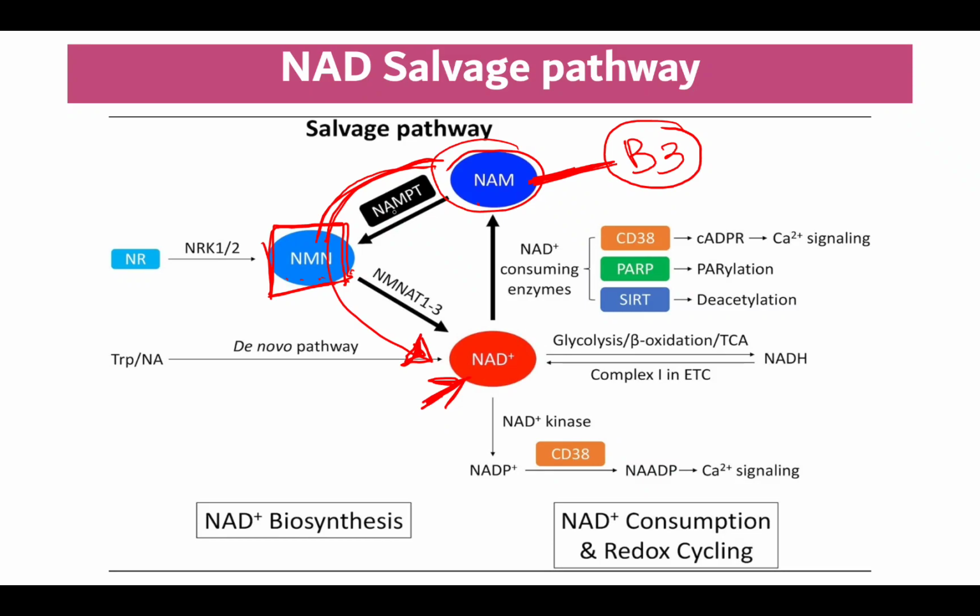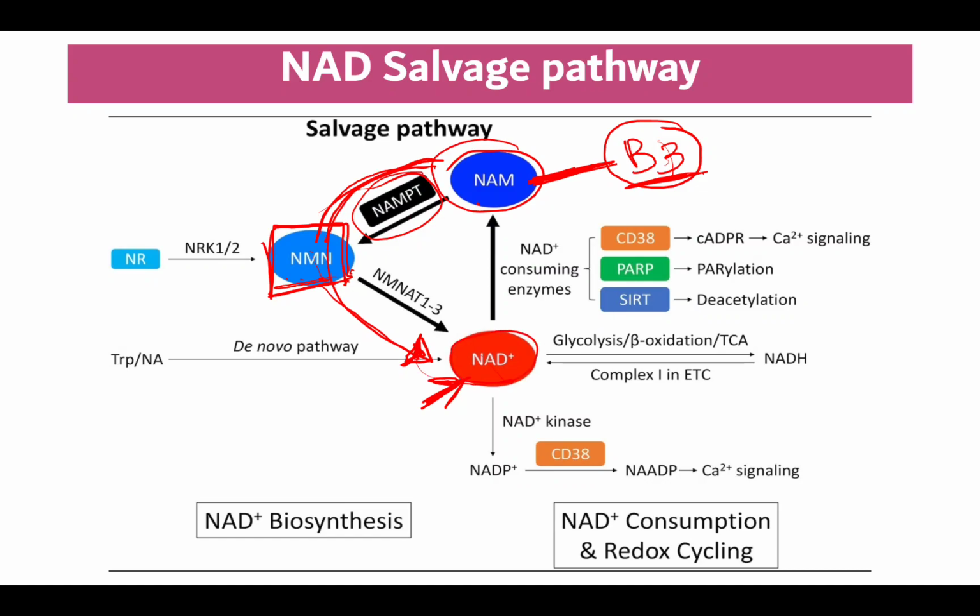This enzyme is very important because its activity declines with age. As we age, this enzyme becomes impaired and very slow. So the nicotinamide, which we can take as a supplement, or vitamin B3, which is nicotinic acid or niacin, cannot become NMN. And as a consequence, you cannot make enough NAD.